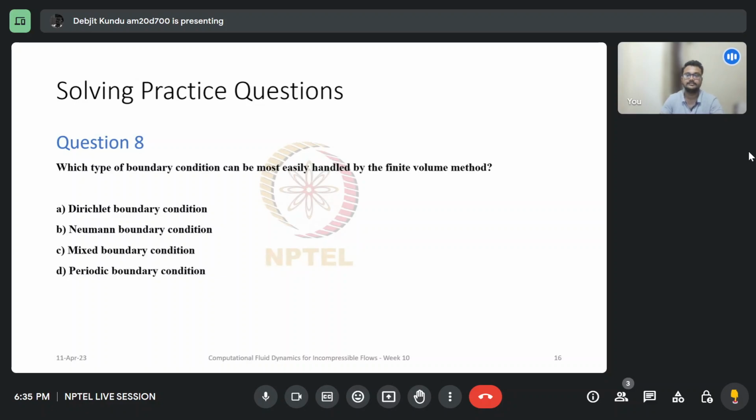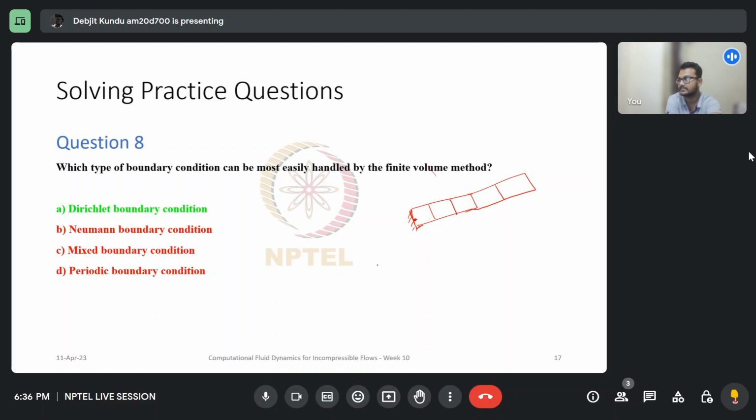So let's have a look at the solution. The solution is option A, Dirichlet boundary condition, where we specify the values at the boundary. So let's say I have a 1D domain like this, and I'll draw some more cells for the sake of it. At this boundary, I specify some value. That is the Dirichlet boundary condition, right? So that is simply integrated into the problem and I can move forward with it.